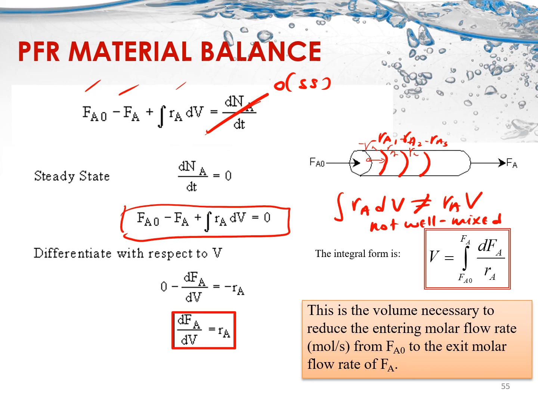Okay, so when you differentiate it, how do you get this one? Let me explain first why this one is not the same as CSTR and batch. Because RA dV is not equal to RAV. Because it is not well mixed. That's why at different volume there will be a different RA.